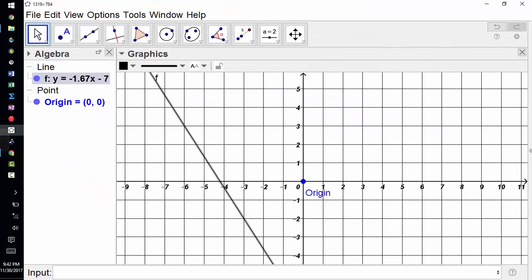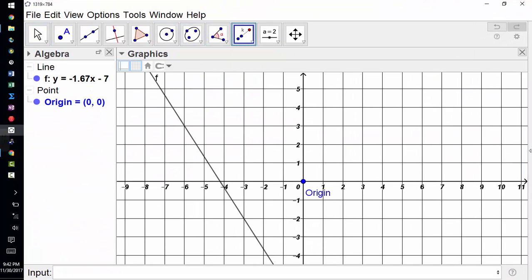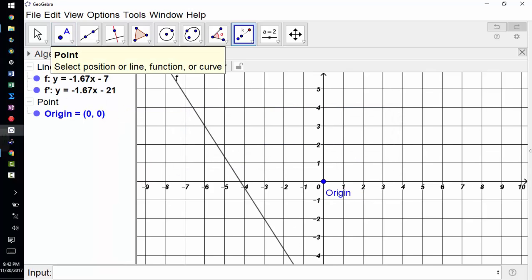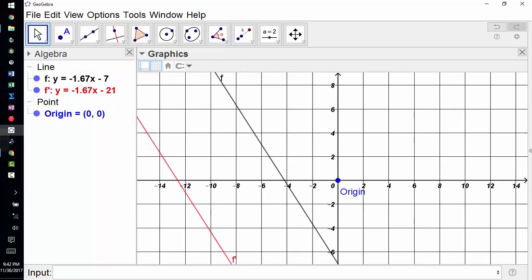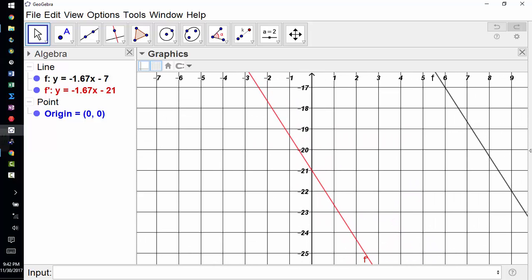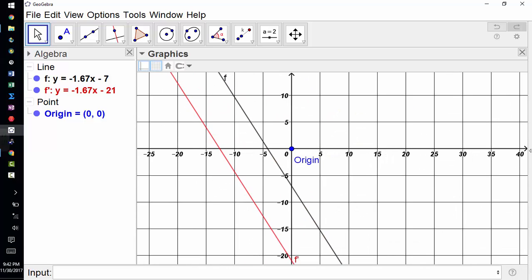So let's go ahead and dilate this, scale factor 3, about the origin. So dilate the line about the origin, scale factor 3. And here is our new line. I'll even color it red so we can see. We zoom out. There it is, crossing at minus 21. And you can still see the lines are perfectly parallel.